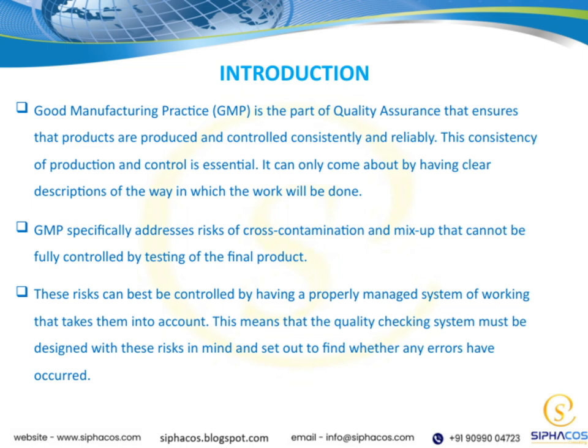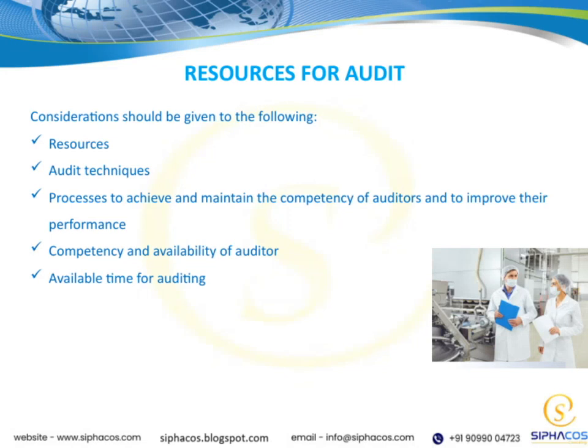GMP specifically targets risks like cross-contamination and mix-ups. These are issues that testing the final product alone can't fully prevent or catch. So, the key is to control these risks right from the start, through a well-managed system of working. This means designing our quality checking processes with these risks in mind, and making sure they are set up to detect any errors that might slip through. By doing so, we ensure that every step in production aligns with our quality goals, helping us deliver safe and effective products consistently.